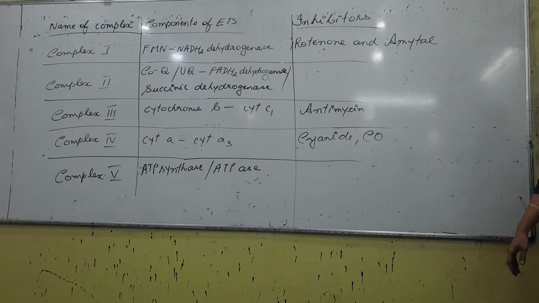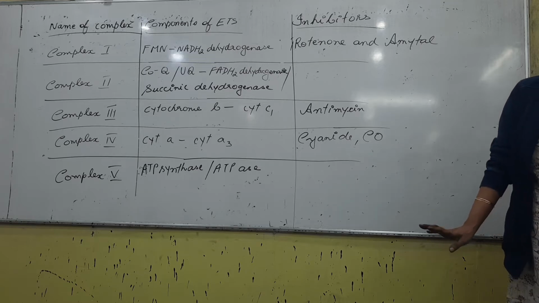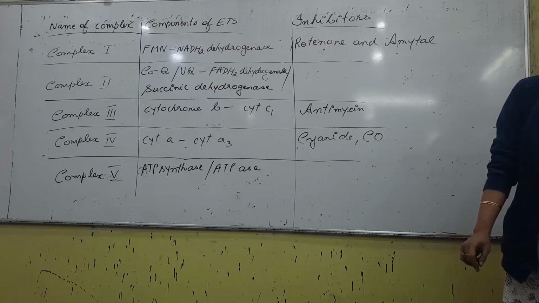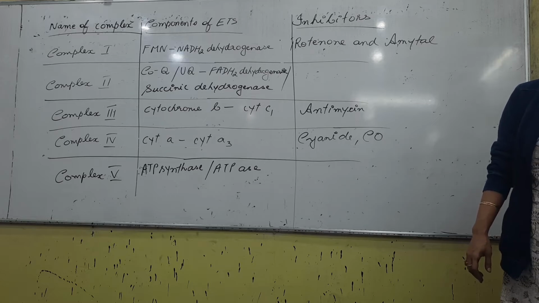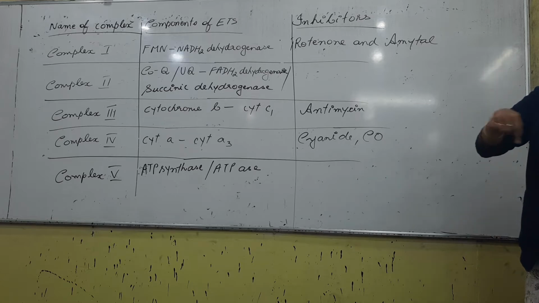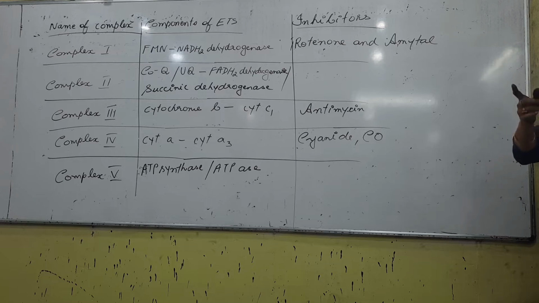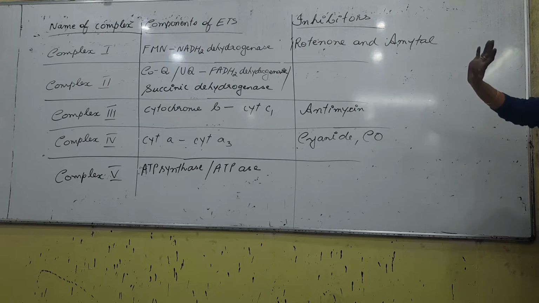Second complex has succinate dehydrogenase and FADH2 as the electron carrier. In the Krebs cycle, FADH2 is produced, and the enzyme associated with it is succinic dehydrogenase acting on succinic acid. This complex itself accepts the electrons only of FADH2 and not of NADH2.